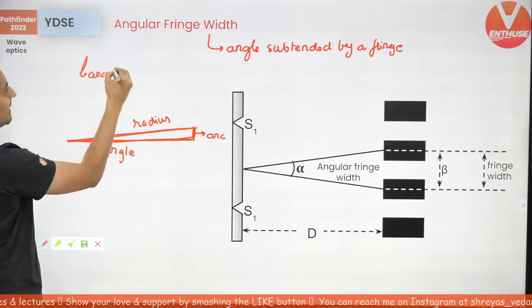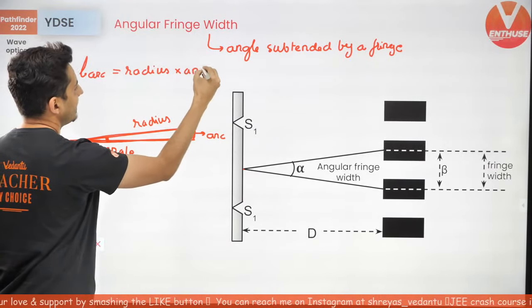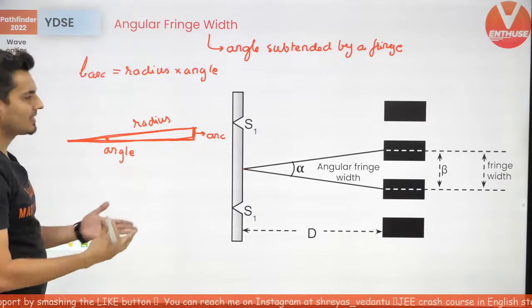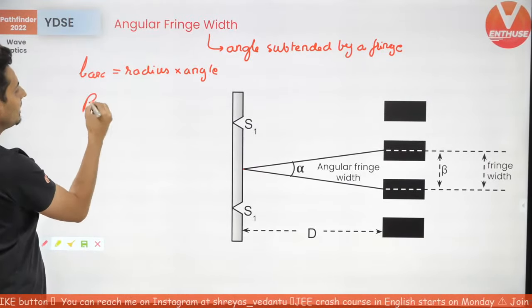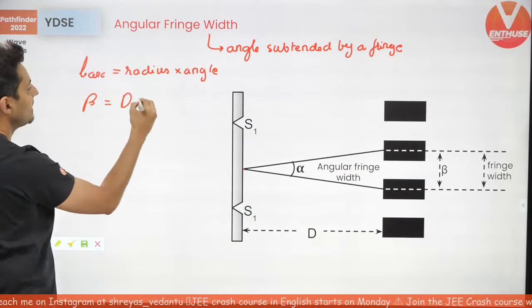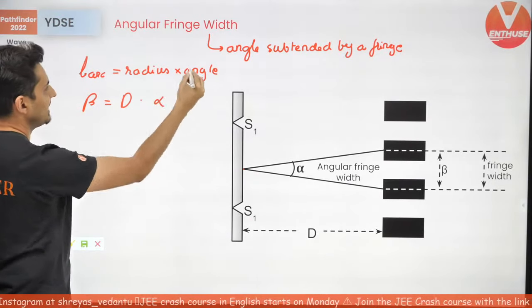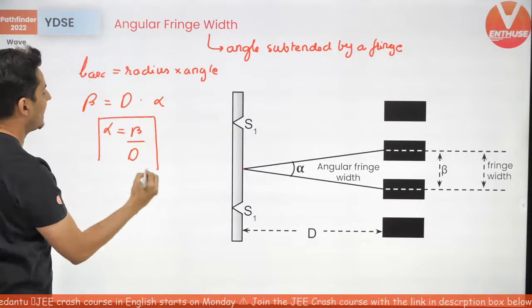So just make use of that fact. Length of an arc is radius multiplied by the angle which is subtended. So just think of it the same way and you are going to get the answer. Length of the arc is beta, radius is the distance approximately, so it is D, and alpha is the angle, so alpha will be beta by D. So that is your answer.